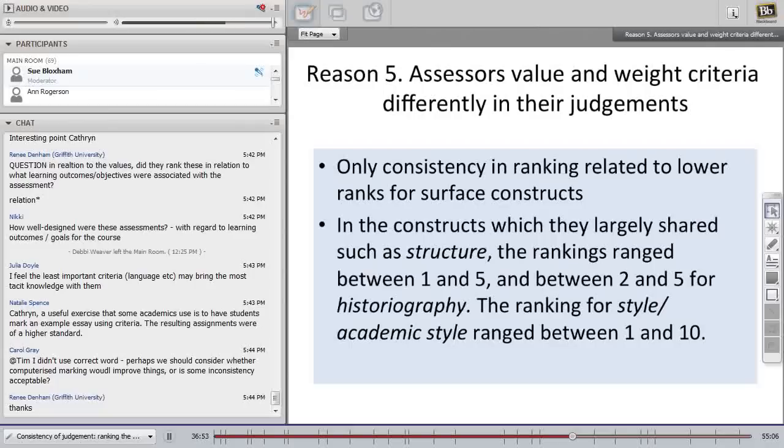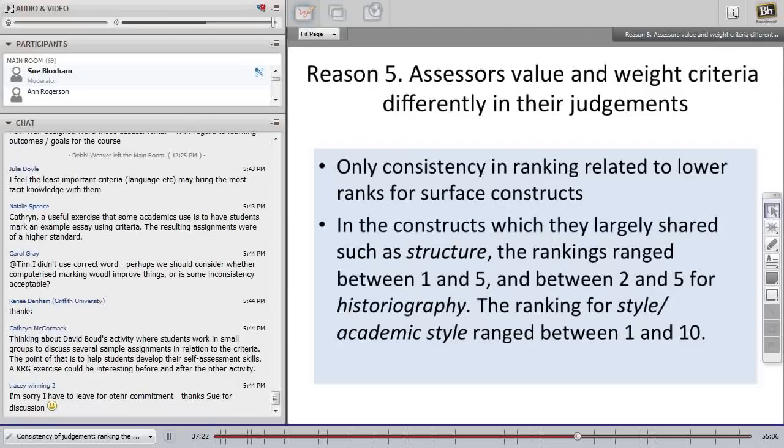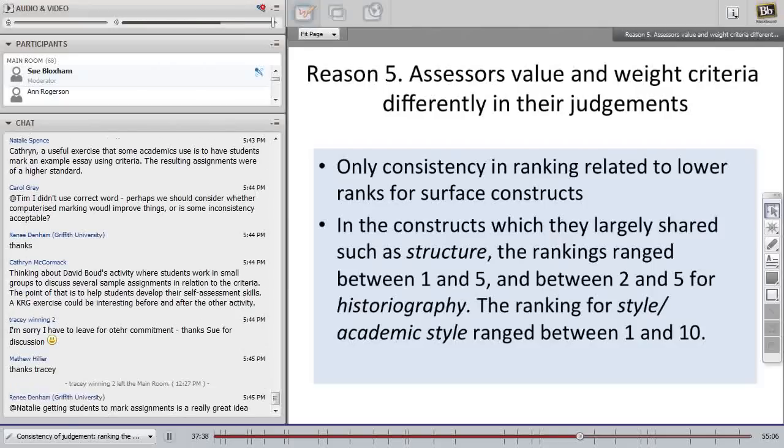Obviously, this is experimental design, and in that sense, there are some limitations. Nikki's asked, how well designed were these assessments with regard to learning outcomes and goals for the course? Again, it would be difficult for us to say. We sourced the assignments from reputable universities. Of course, all UK universities are reputable. They'd been agreed by external examiners and internal validation. Having said that, we all know that some assessments can be weaker than others. What we did do was choose assignments that were typical for their subject area. And to be honest, I don't think any of the examiners particularly commented on the weakness of the assessment design.